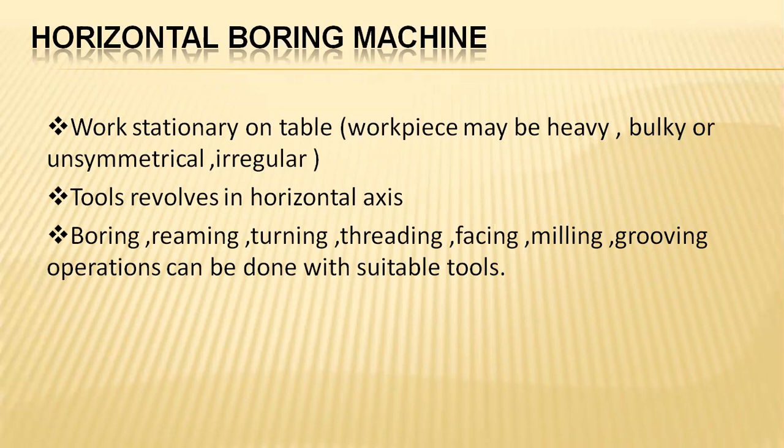In the case of this horizontal axis of tool revolution, we can commence different operations in a single machine, even in the boring machine, by altering the tools. Boring, reaming, turning, threading, and facing operations can be done, milling operations can be done with three-dimensional strategies, and grooving operations can be done. All of this can be accessed only by varying the tools.